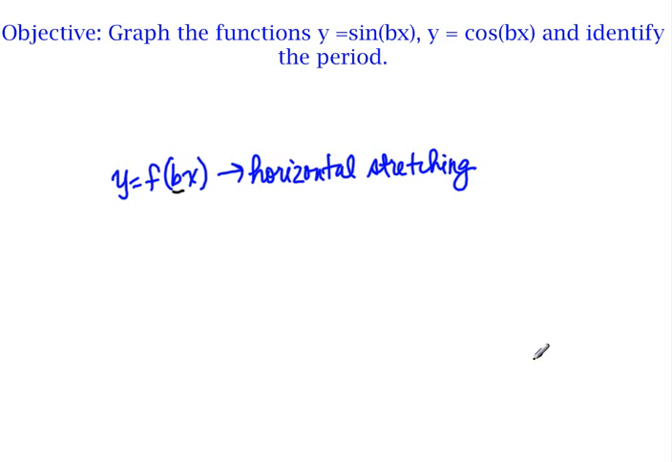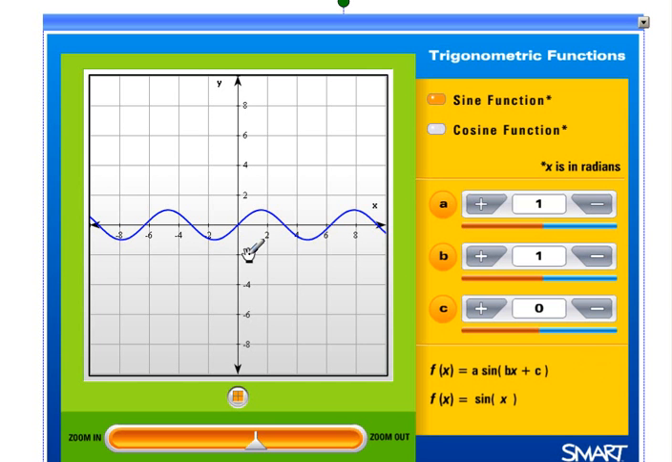Let me illustrate that here with this flash applet that I have. On the graph we have drawn is just a basic graph of y equals sine of x. Notice that the period of y equals sine x is 2 pi, and 2 pi is roughly 6.28, so it completes one cycle of sine from 0 to 2 pi.